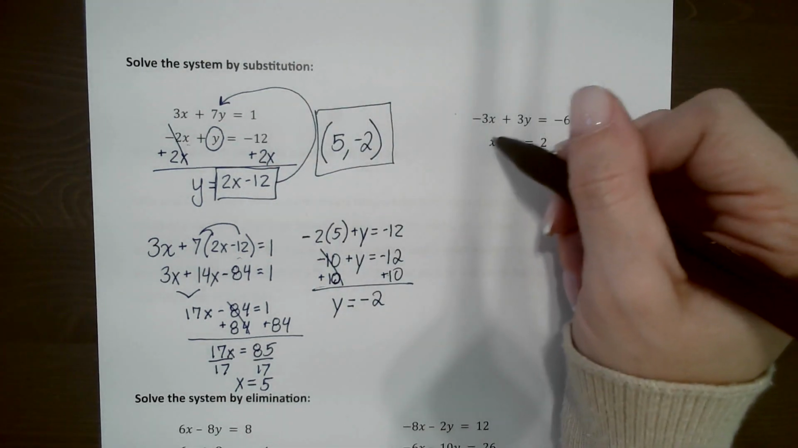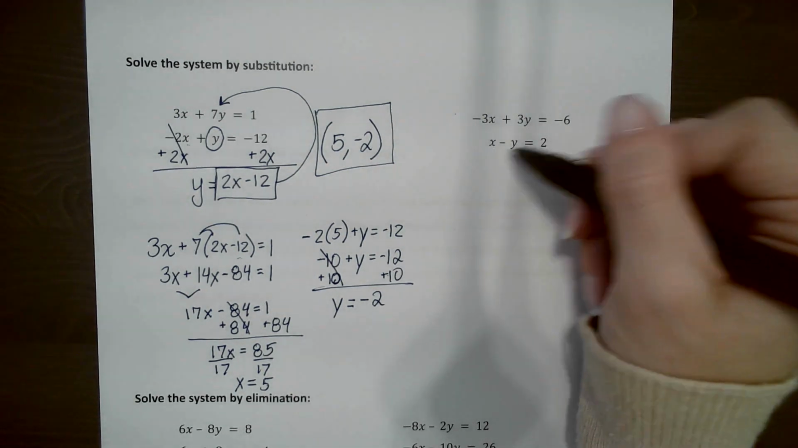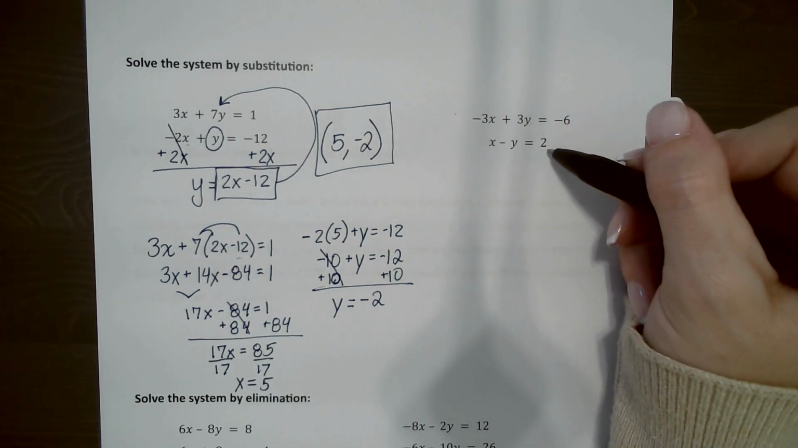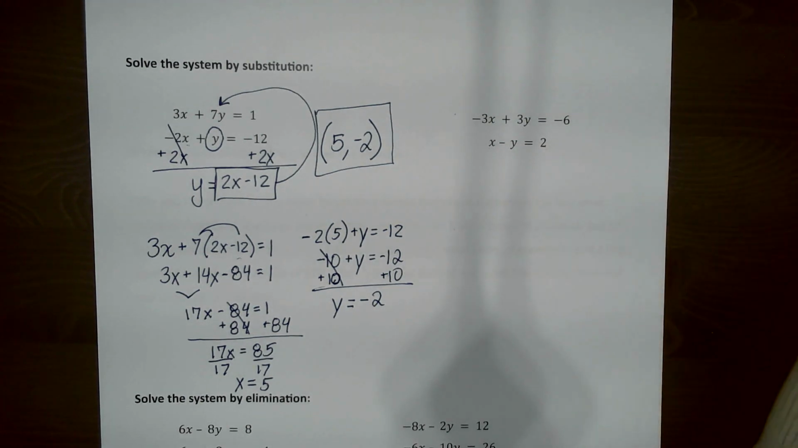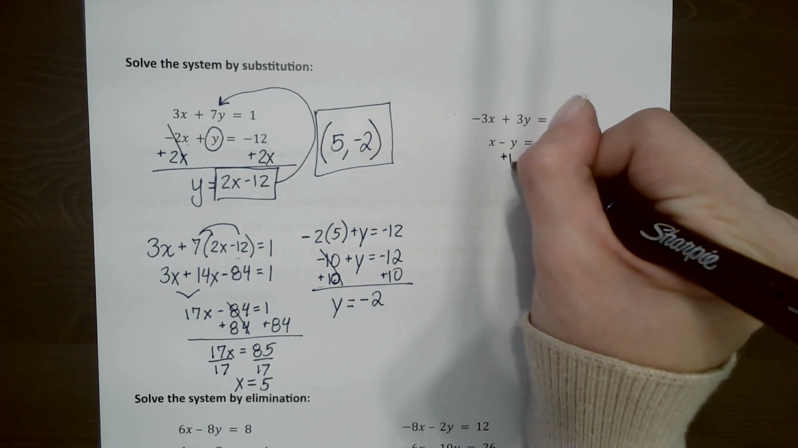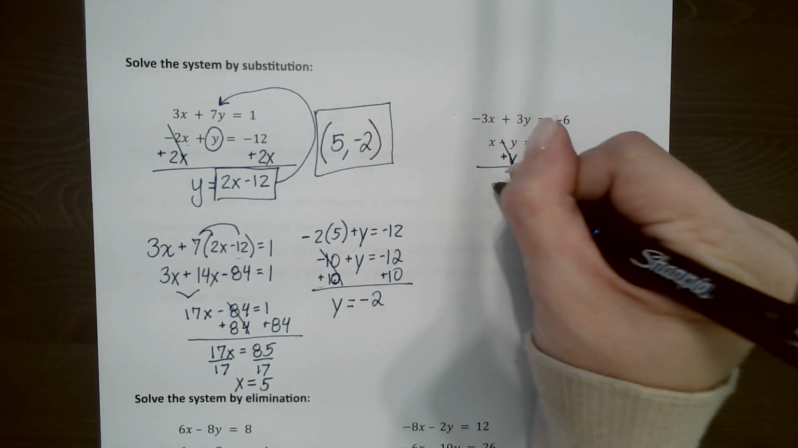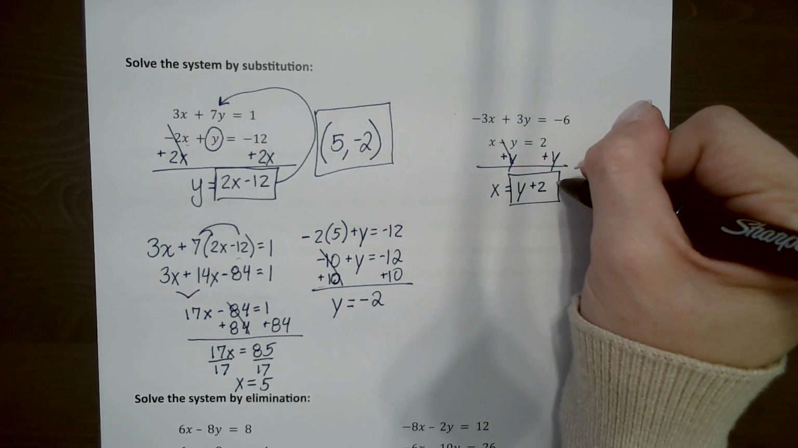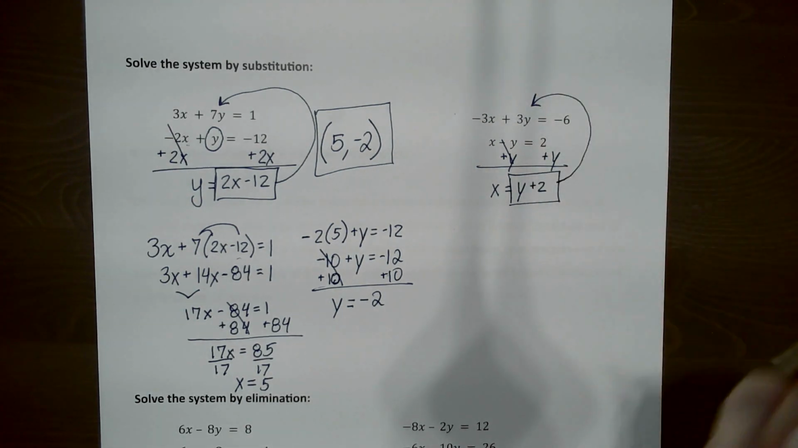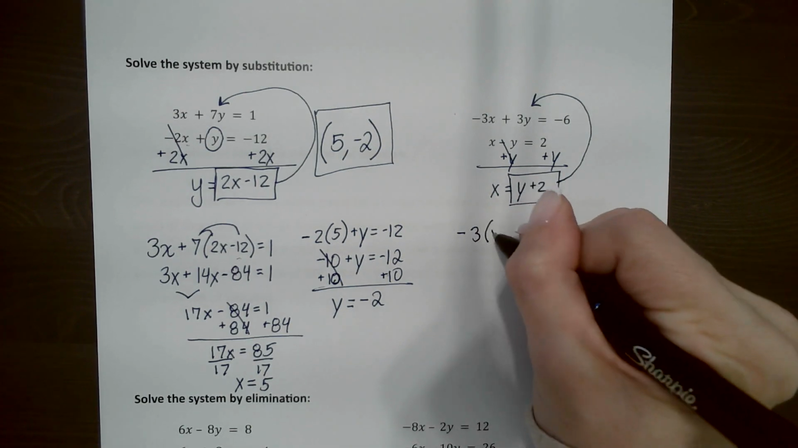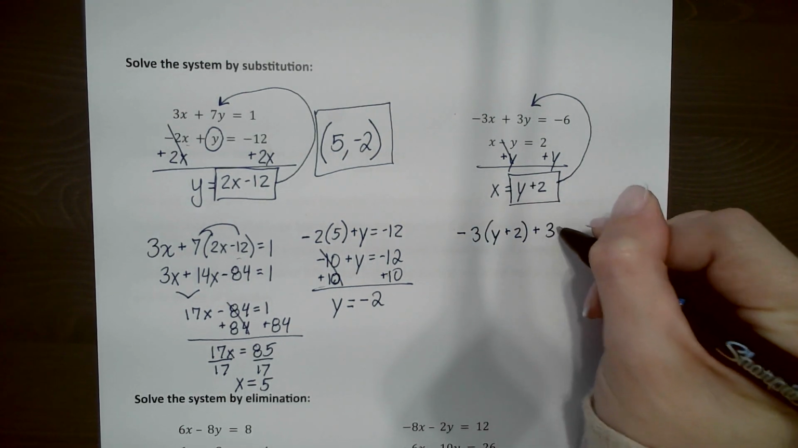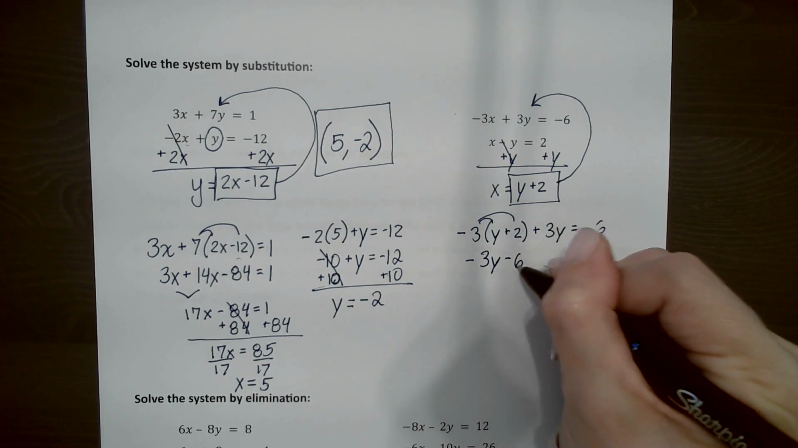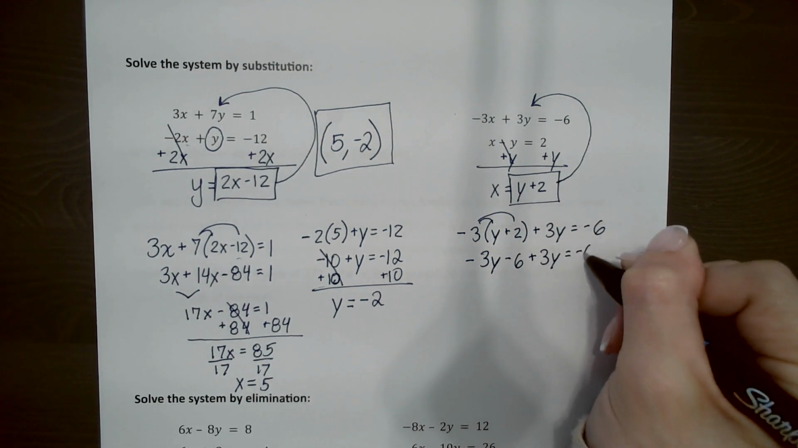Our next equation, we have x and y. I could get either of them alone. It does not have to be y that we start with. And in fact, if I were to move the x, I would be left with a negative y, and that would just give me one more step to do. So instead, I'm going to add y to both sides and get x equals y plus 2. So now I have a value that can be plugged in to our equation. So that would be negative 3 times y plus 2 plus 3y equals negative 6. So that's negative 3y minus 6 plus 3y equals negative 6.